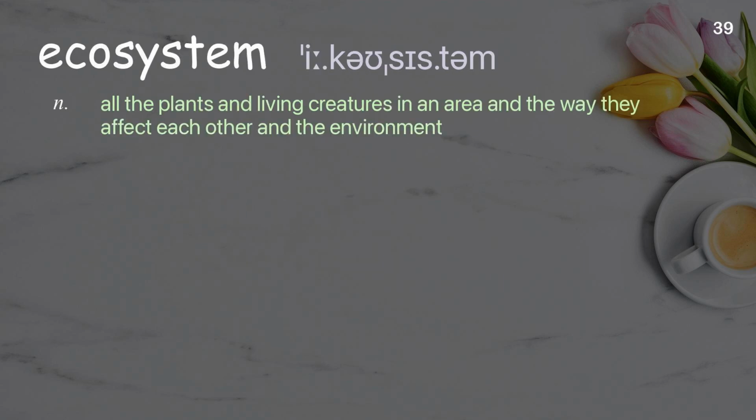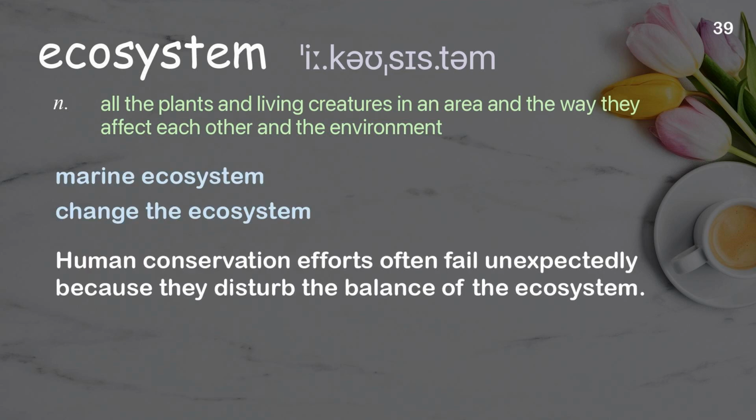Ecosystem. All the plants and living creatures in an area and the way they affect each other and the environment. Examples. Marine ecosystem. Change the ecosystem. Human conservation efforts often fail unexpectedly because they disturb the balance of the ecosystem.